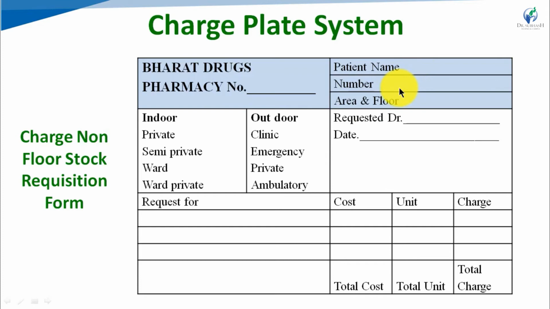So that means on the basis of number we can identify the patient, as well as on which area and on which floor the patient is kept. That means in which ward the patient is hospitalized. So this will be understood by the charge plate system. Then again, indoor or outdoor patient can also be mentioned in this form. Then the cost, unit and the charge accordingly, the total cost, total unit and total charge will be mentioned in this charge non-floor stock requisition form.